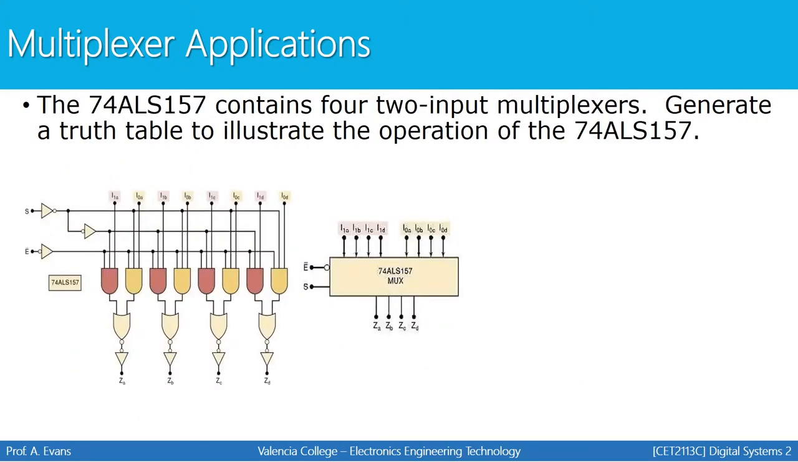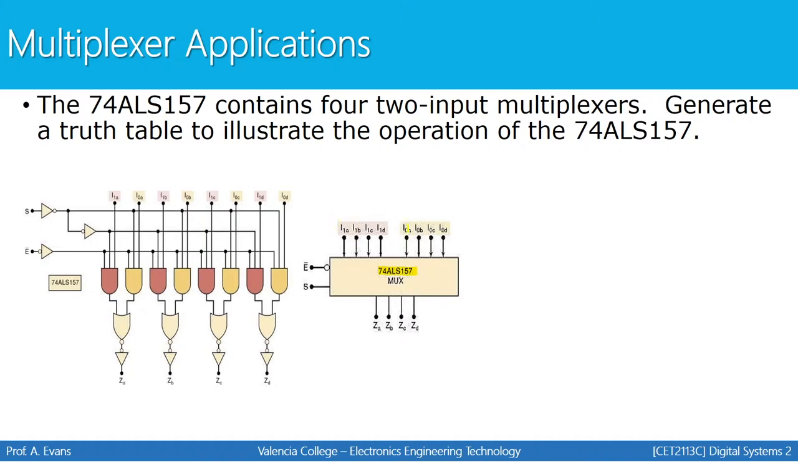The 74ALS157 is an IC that you can use as a multiplexer. It contains 4 2-input multiplexers inside. So we have 1, 2, 3, 4 multiplexers inside. We're going to generate a truth table to illustrate how this works. And the only information that we have is this picture on the screen. Based off of what you see here, let's try to identify how does this work.